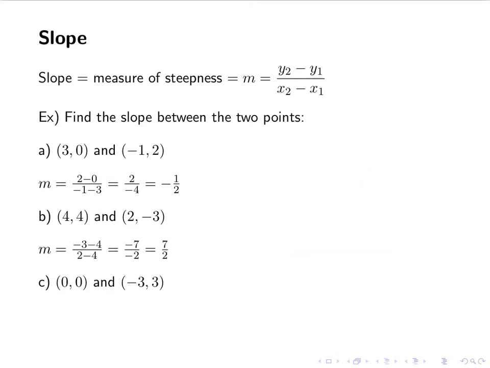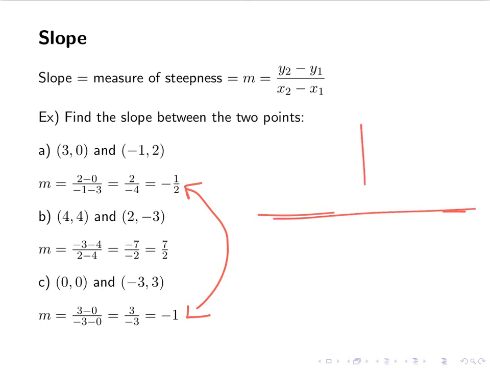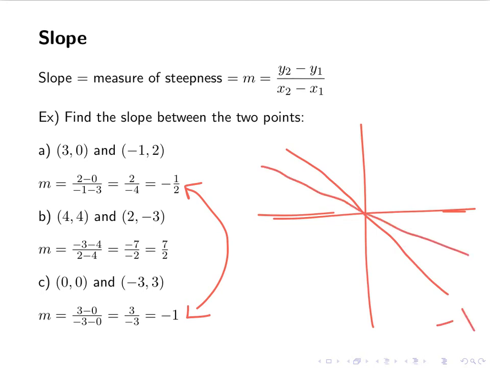And let's try 0, 0, and negative 3, 3. So I've got, again, my 3 minus 0, the difference in my y's, divided by negative 3 minus 0, the difference in my x's. And that's 3 over negative 3, which is negative 1. So again, negative 1 means my line is decreasing. In absolute value, this guy is bigger than this one, so if I were to look at my lines, I would have a slope of negative 1, and then my slope of negative 1/2 is smaller in absolute value, which means that it's not as steep.